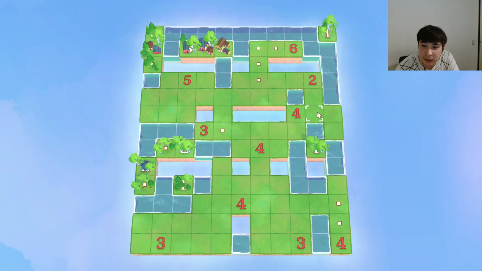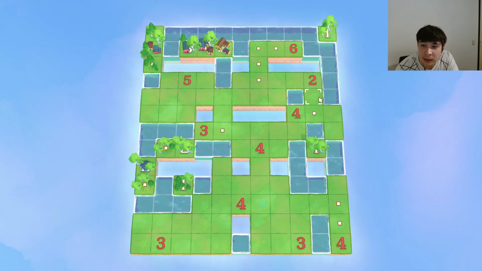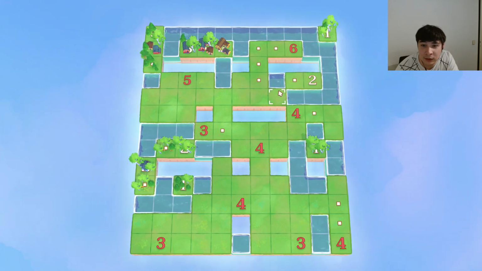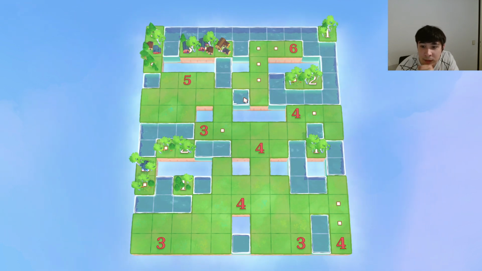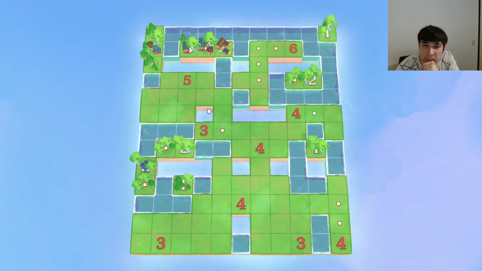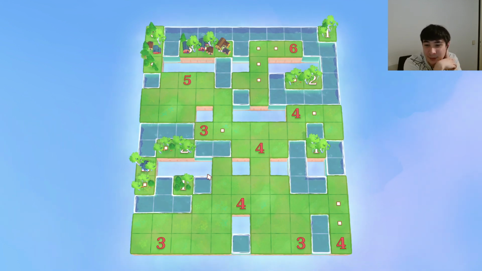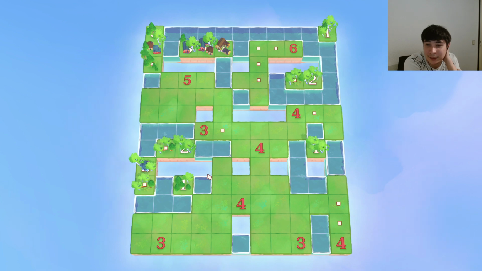The 4 definitely has to take this cell, because if it doesn't, this pools. That gives us the 2 orientation, which gives us some more water. The 6 is going to flip-flop between these cells, so this is definitely water. Okay, this is rough. I don't fully see a path here.